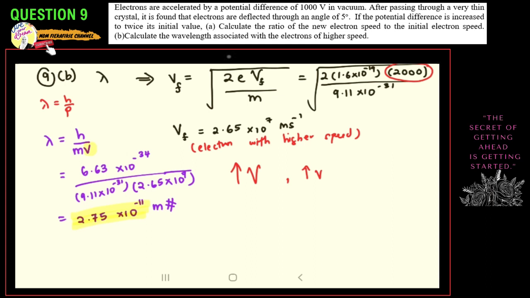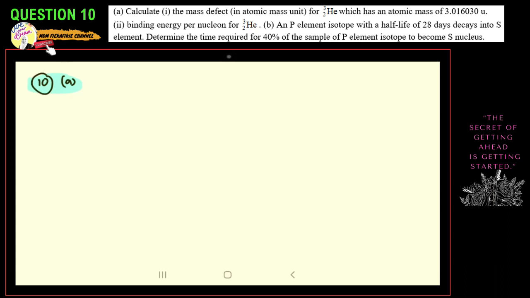Okay, so let's proceed to the last question, which is question number 10. Okay, last question. Question number 10. Okay, so calculate the mass defect in atomic mass unit. So the question states that we need to leave our answer in atomic mass unit for helium-3, which has an atomic mass. So the atomic mass is given. Okay, so let's calculate the mass defect.